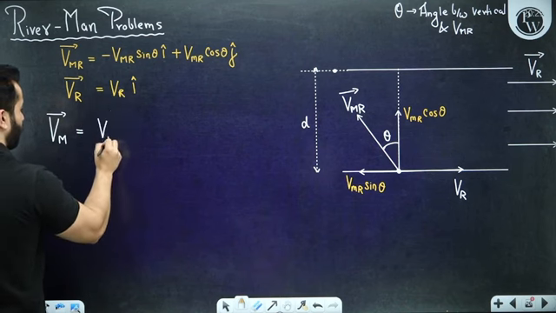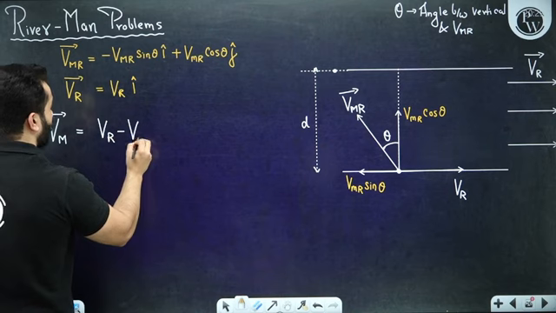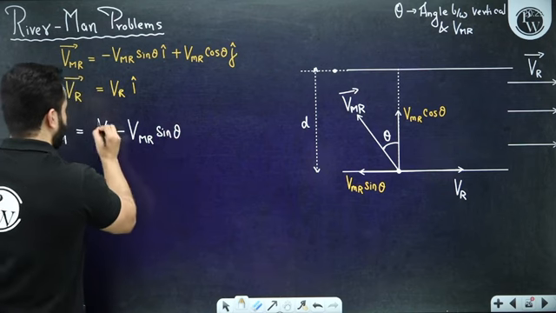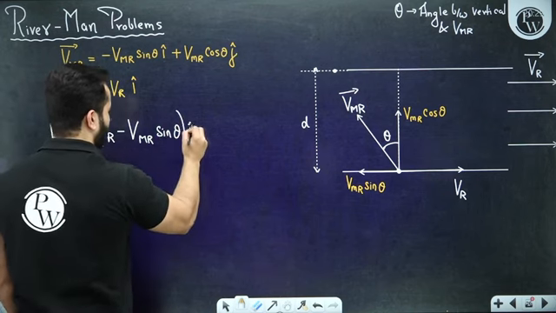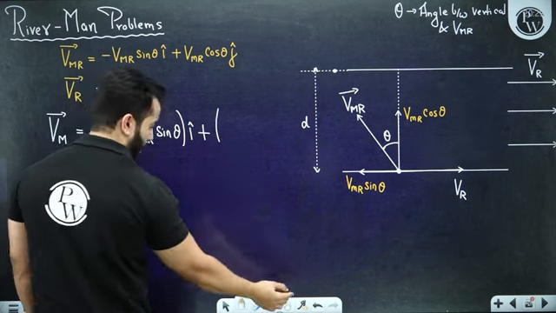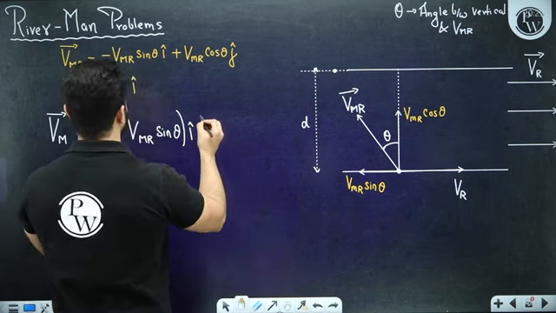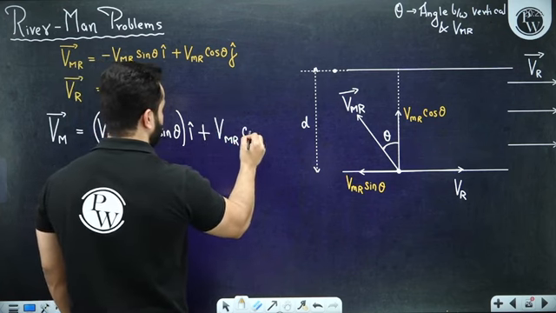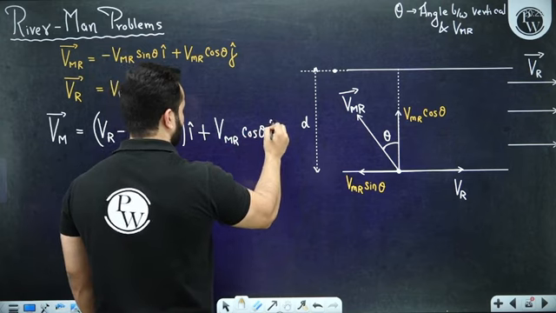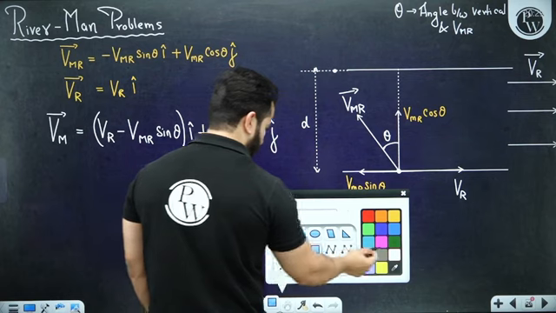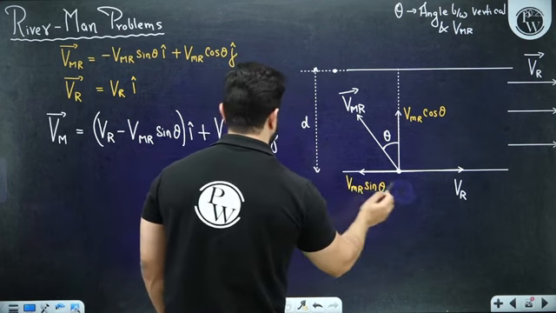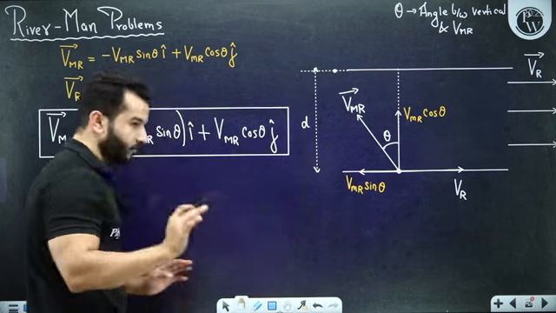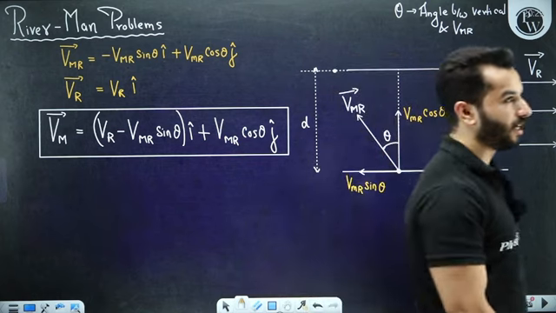So we are going to write VR minus VMR sin theta I cap plus, we only have over here VMR cos theta j cap. That's it. So this is the final VM in vector form. Almost everything is done now.